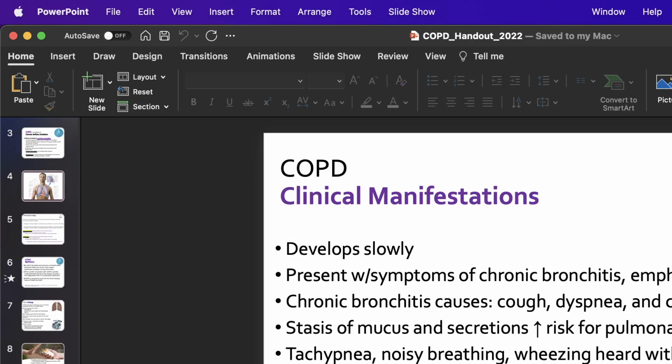Okay, so as we've said, the manifestations develop slowly over a period of years. They will present with symptoms of chronic bronchitis, usually initially, and then later emphysema. Chronic bronchitis is characterized by that cough, as we said. Dyspnea, the hallmark of COPD is dyspnea, so put a little star next to that. And cyanosis. Stasis of mucus, again, a great culture medium for bacterial and or viral growth. So our goal is really to have them avoid sick people. Tachypnea and noisy breathing. You can hear wheezing on some of them without a stethoscope.